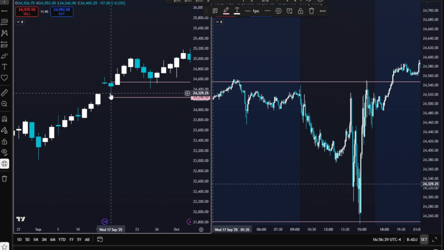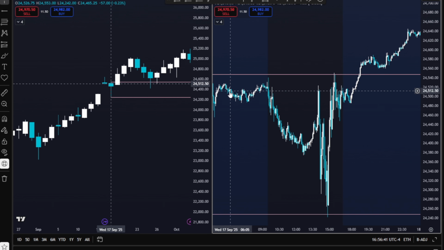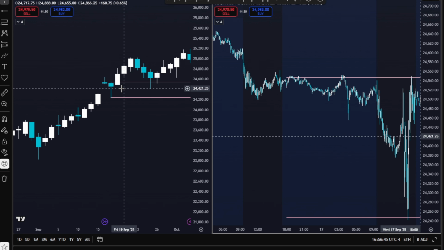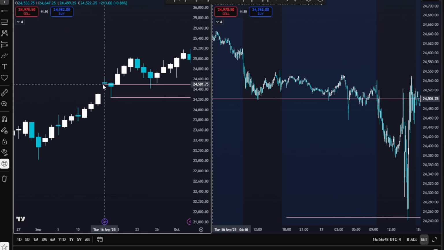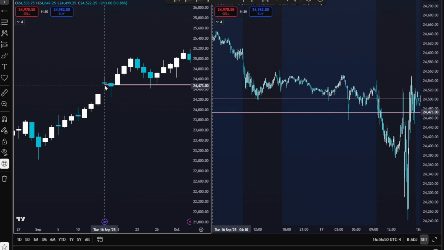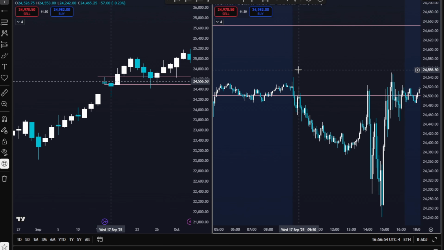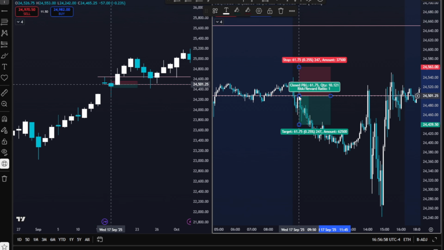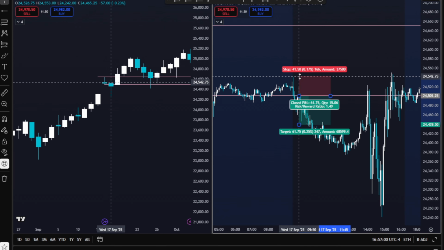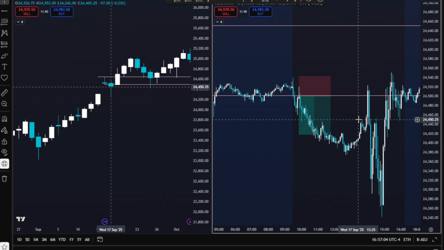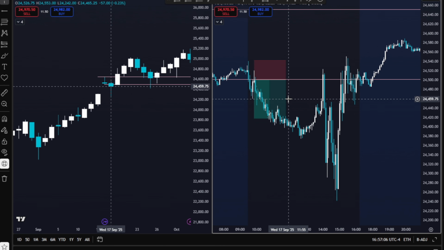Okay. On the 17th, over here, and the previous day high and low. So we do have a trade here on the 17th. We have a short this day, and target 2RR. So we have another win. So 3 wins and 1 loss so far.